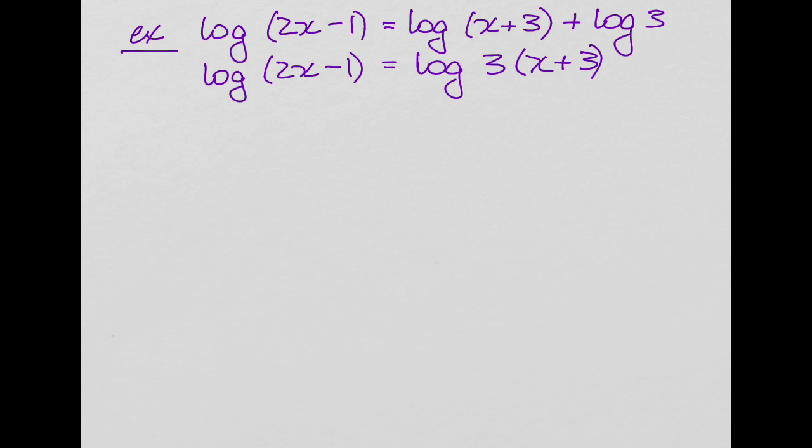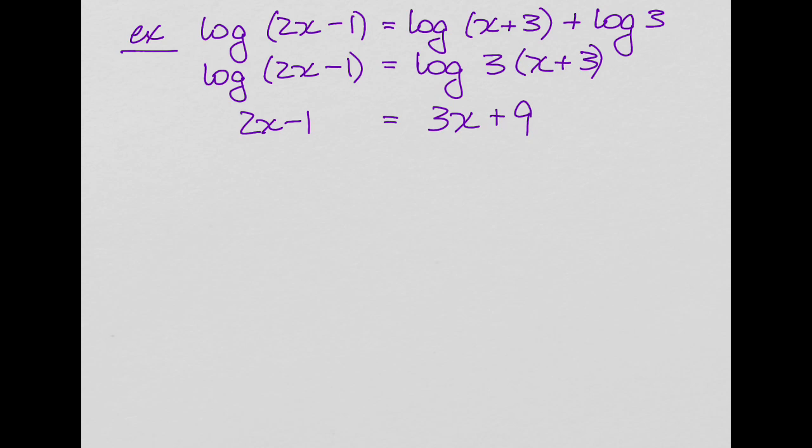Now we're going to use the fact that logarithmic functions are one-to-one to say that if the logarithms of these two expressions are equal, then the two expressions must also be equal. That's the only way that we can have that equality. So 2x minus 1 equals, and I'll go ahead and distribute over here, 3 times x plus 3 times 3 is 9. Now I have just a regular old linear equation.